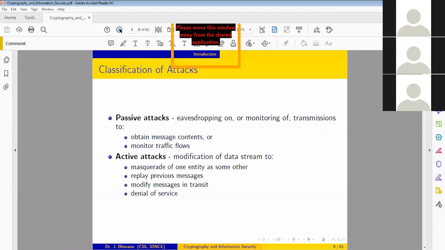There are two different classifications in general. One is the passive attack, another one is the active attack. So what is a passive one and what is an active one? Passive one is simply observing. If there is a network, there may be n number of systems connected to each other, where one system is called a server and the other systems are called clients that access some services from the server.